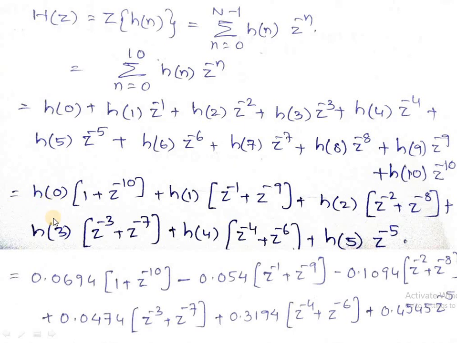Substituting the values of the impulse response, I get my transfer function in this form: 0.0694 into 1 plus z power minus 10, minus 0.054 into z power minus 1 plus z power minus 9 and so on. And this serves as the center of the symmetry with the value lying at z power minus 5 multiplied with the coefficient 0.4545. And this completes our design problem, that is finding the transfer function of the system.